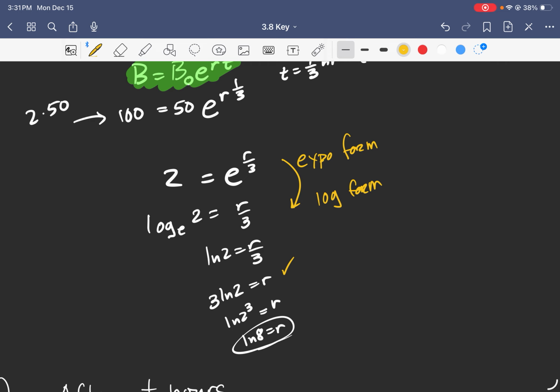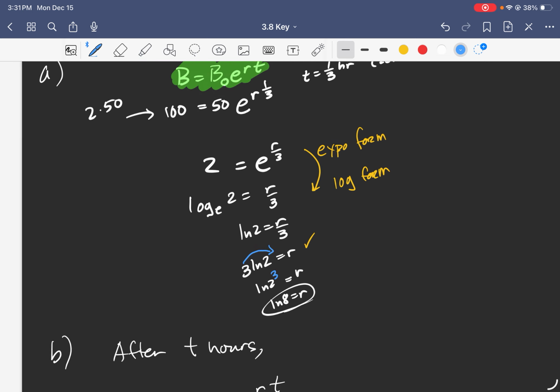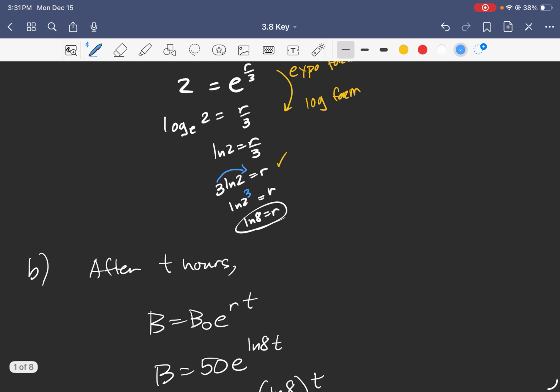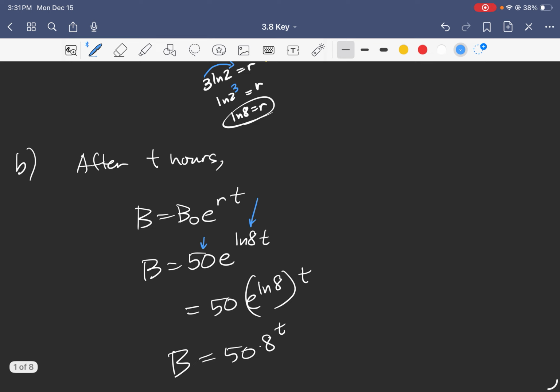So we end up getting that 3 natural log of 2 is what r is. But hey, guess what? Since you have a number out in front of a log, you can bring it up as an exponent. And so this is really natural log of 2 to the 3rd. Or in other words, the natural log of 8 is what r is. So after t hours, if this is our function, where we now plug in natural log 8 for our rate and 50 for our initial value, I can now find another way to rewrite it.